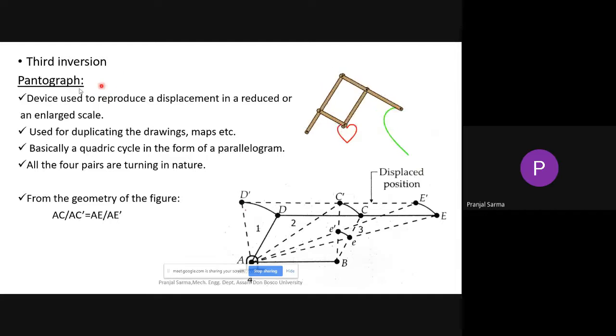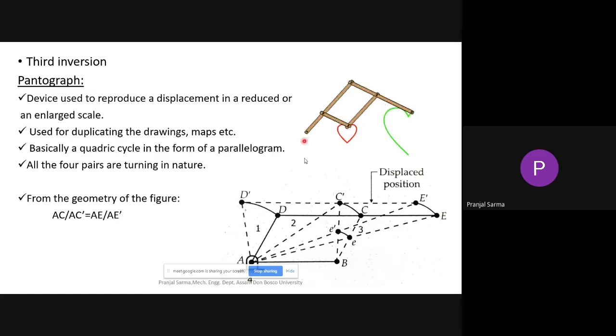So this is very interesting, and sometimes in exams, in competitive exams and in interviews also, it is asked which mechanism is used to reproduce or duplicate drawings, maps, etc. The answer is pantograph. Okay, how basically does it behave? It is basically a kind of quadric cycle chain in the form of a parallelogram only.